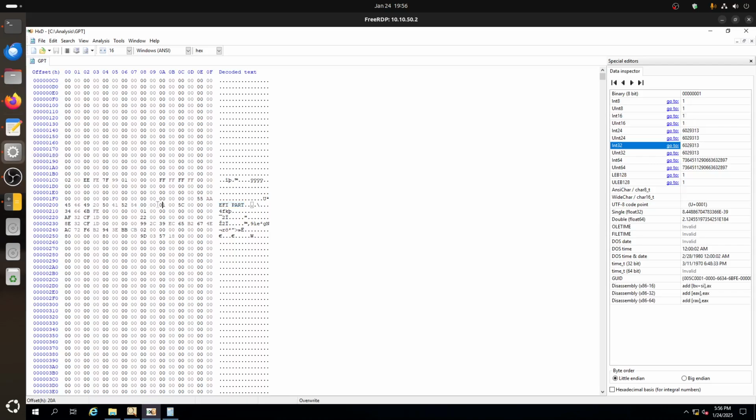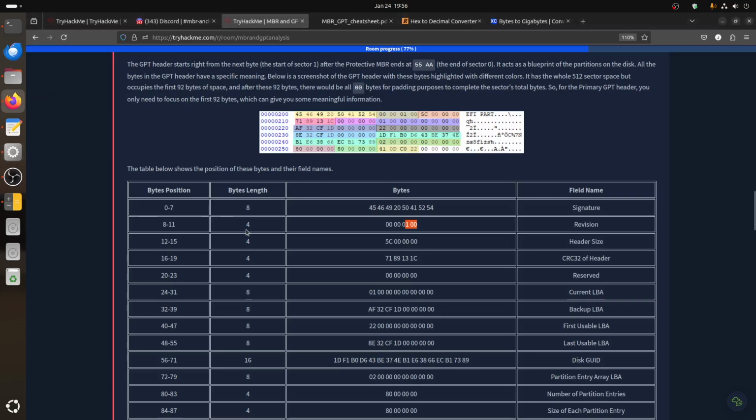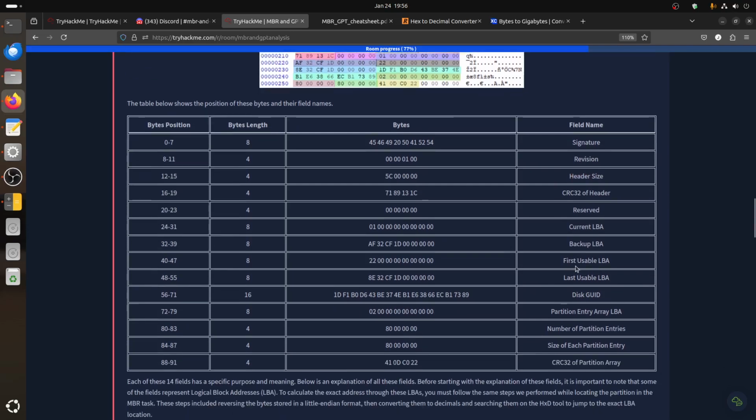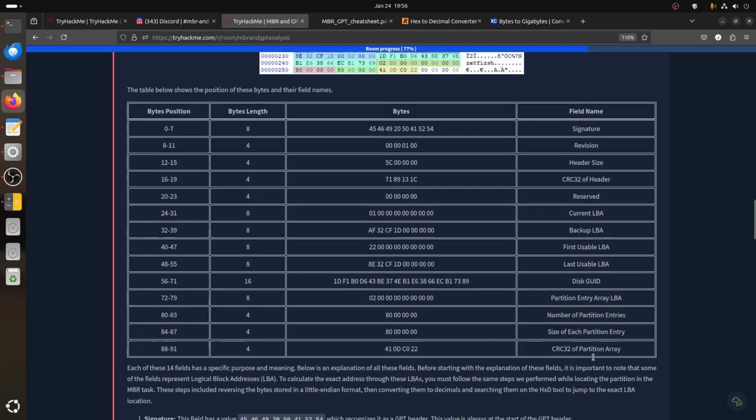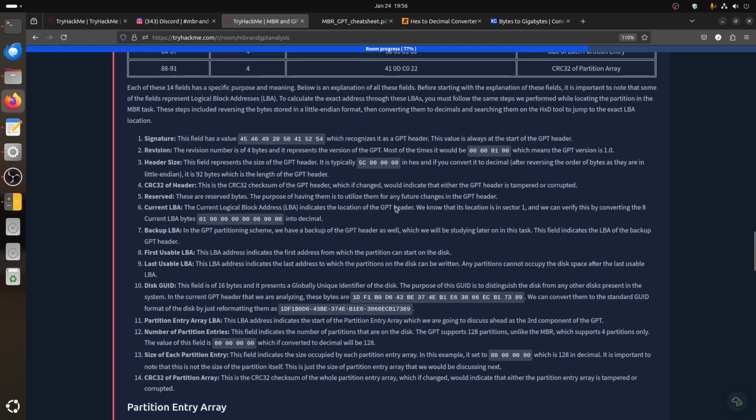Then this one, the 4 bytes, and then the header size, and then CRC. Which one is most important for us? The partition, the number of partitions, the size of each partition. So that's what we're looking for. Guys, you can read about it. I'm getting confused already.